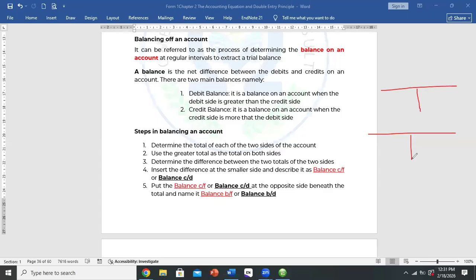Now, what does it mean? If you are balancing off an account, it means that you are determining the balance on the account to be able to extract a trial balance. Now we'll get to know what a trial balance is, but now let's look at how you balance it off. If you are balancing off an account, your essence is you want to know the balance of the account. So what is a balance? A balance is the difference between the debit side and the credit side.